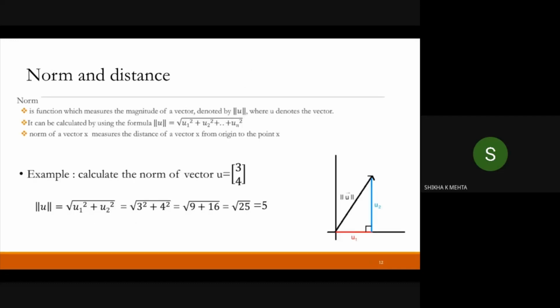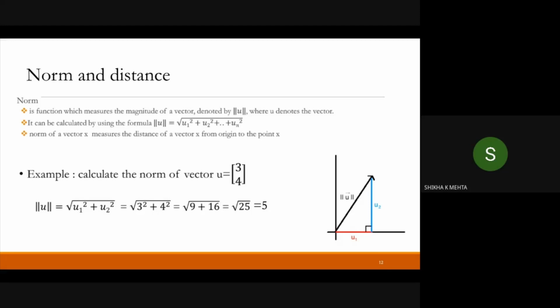Then we talk about norms. Norms play a very important role when we are applying machine learning algorithms. A norm is basically a function which measures the magnitude of a vector, and it is represented using any variable with double vertical lines. It denotes the norm of a vector. We can compute the norm of a vector using the formula square root of u1 square plus u2 square up to un square, if you have n elements in that.